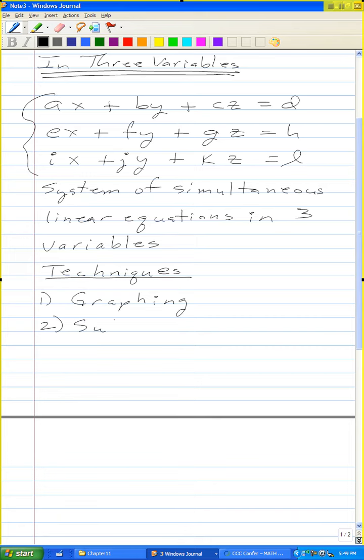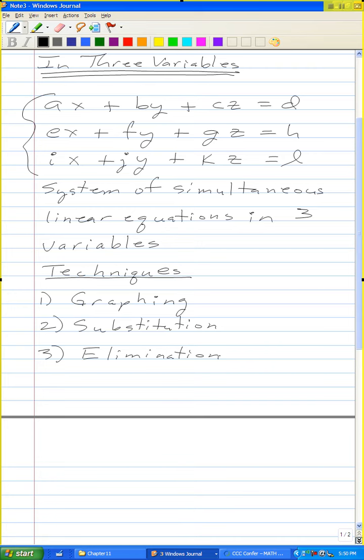Next, substitution. We will be doing substitution, but usually not for systems of linear equations, but we might be doing it for systems of nonlinear equations. But in general, we usually don't use substitution. Next, elimination.